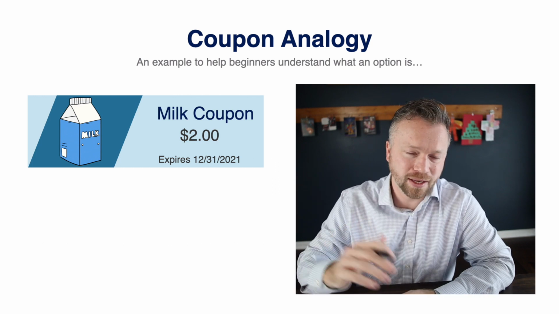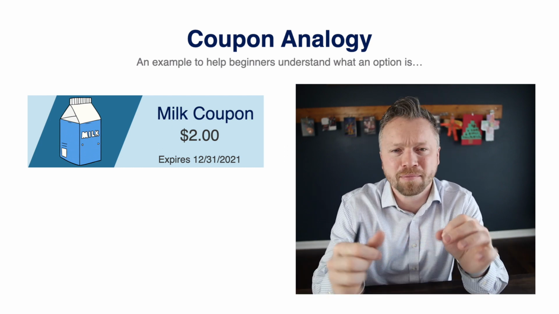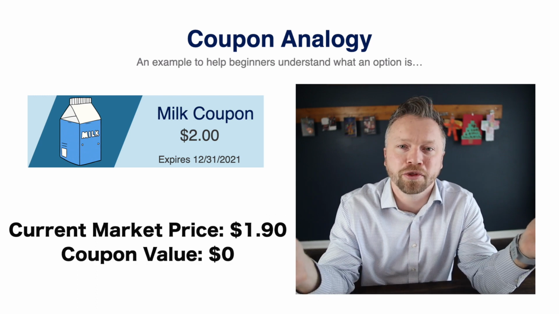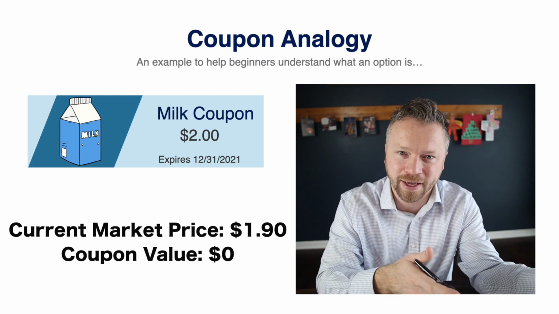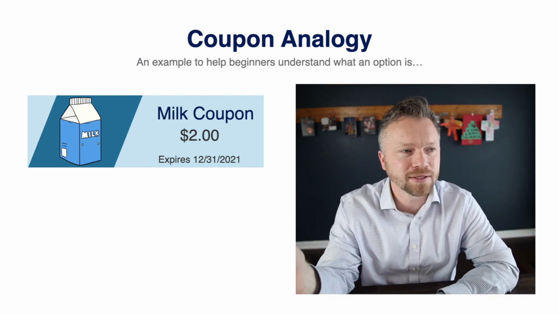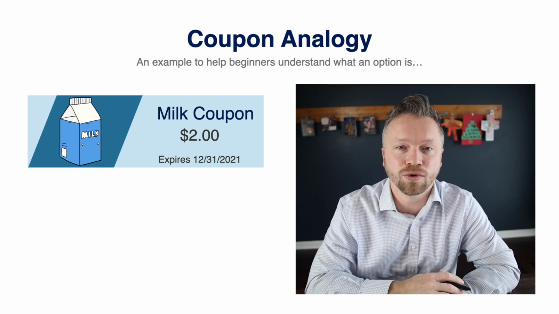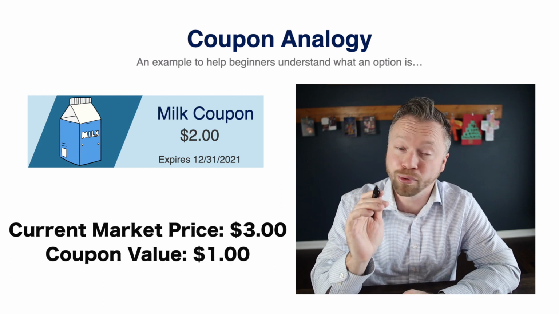You have a coupon now that allows you to buy milk for $2. Let's say you can go to the store right now and buy milk for $1.90. If that's the case, your coupon's, well, it's worthless because nobody's going to use it because you can just go to the open market and buy milk for $1.90. However, if there's some sort of crazy shift in supply and demand of milk, and let's say that the milk is now $3 at the store, your coupon is looking pretty good right now.